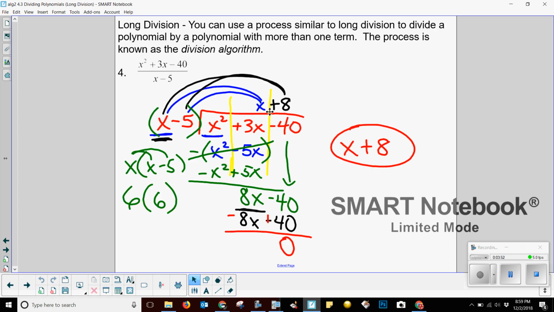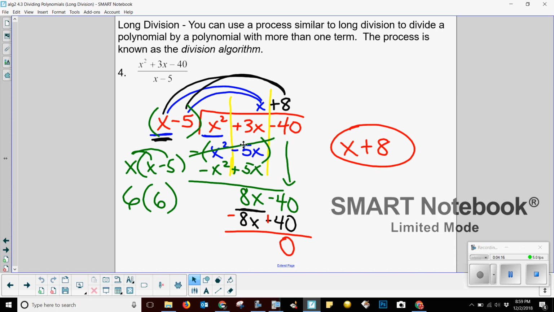That's what these yellow lines are for. This is my x to the first column. You can look: these are all x to the first, these are all x squared, these are all constants. Each one has its own column. We have to make sure we put it in the right one. x times x gets us x squared. So what do we do from there? x is actually going to distribute backwards to both of these, and that's how we get this blue underneath.